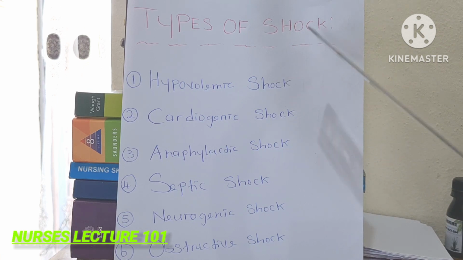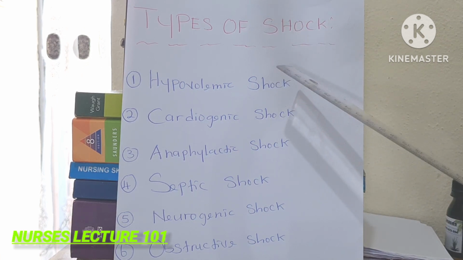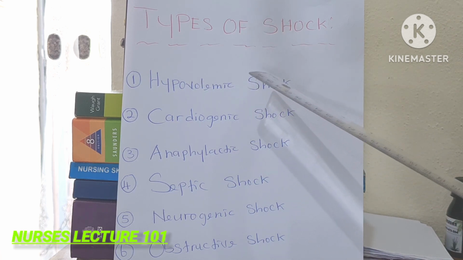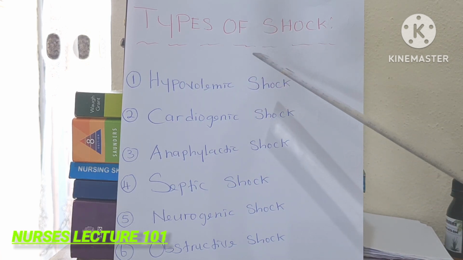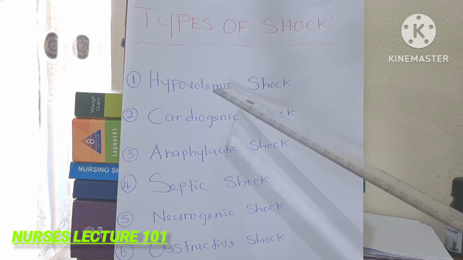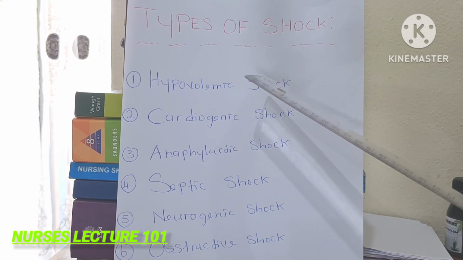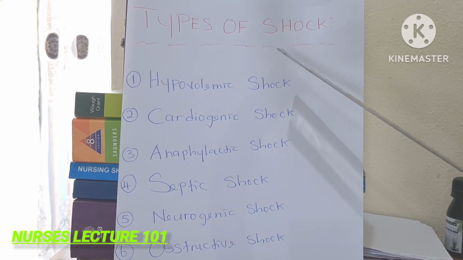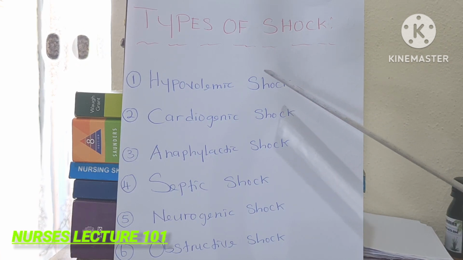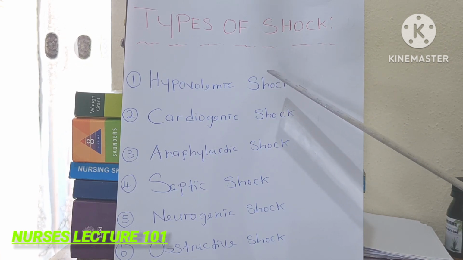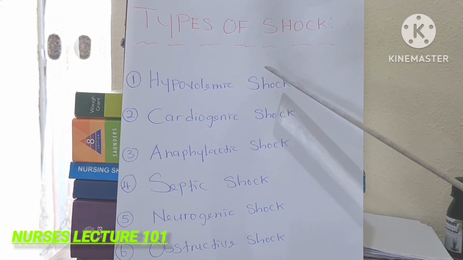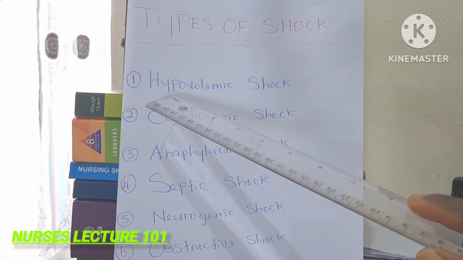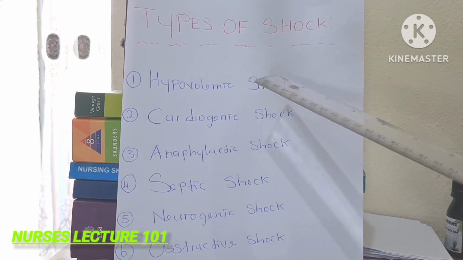Number 1, hypovolemic shock. Before I go into that, this is the most common type of shock. Hypovolemic shock is the most common type of shock. And another name for this shock is hemorrhagic shock. So hypovolemic shock comes as a result of loss of blood or fluid in the body. For example, a situation where there is bleeding or dehydration might lead to hypovolemic shock.